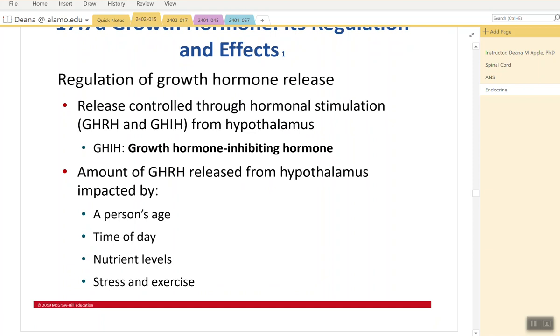Nutrient levels, so if you're not eating sufficiently, you're going to have decreased growth hormone. This is why you can't build significant amounts of muscle mass when you're in a caloric deficit. And stress and exercise as well. If you're exercising a lot or you're under a lot of stress, nutrients are being diverted elsewhere. So you're not going to get a whole lot of growth hormone releasing hormone because your body can't do anything with that. It doesn't have the building blocks to utilize the growth hormone properly.